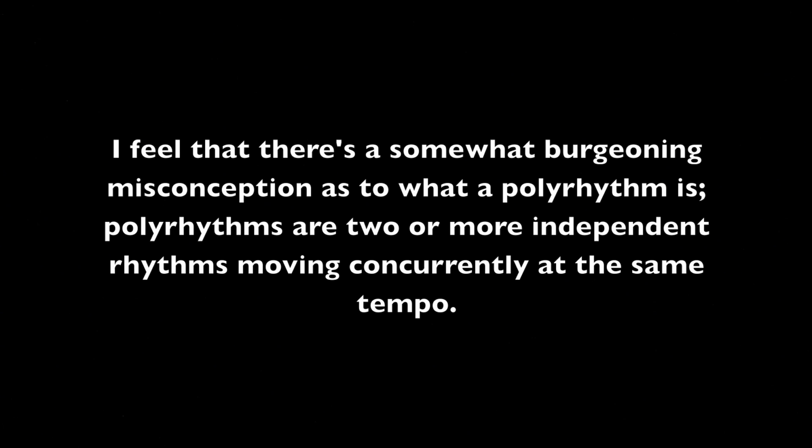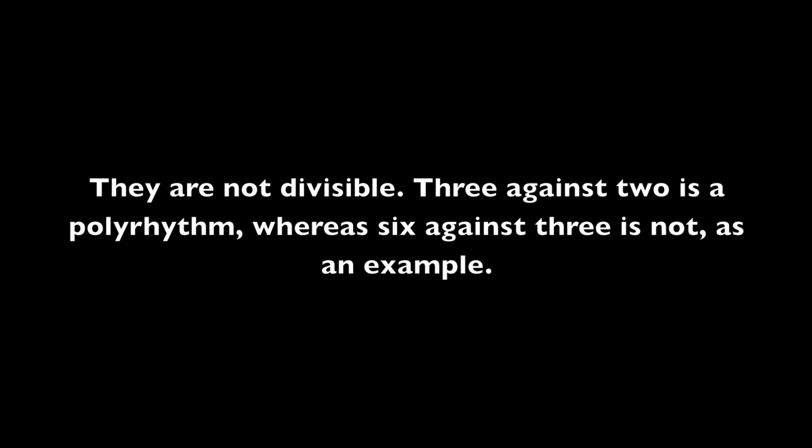I feel that there's a somewhat burgeoning misconception as to what a polyrhythm is. Polyrhythms are two or more independent rhythms moving concurrently at the same tempo. They are not divisible. 3 against 2 is a polyrhythm, whereas 6 against 3 is not, as an example. You can play polyrhythmically against the pulse, between your limbs, or combination, of course.